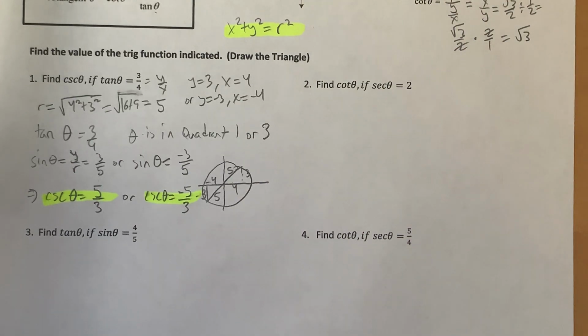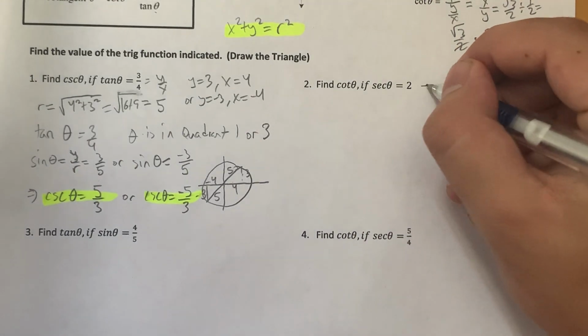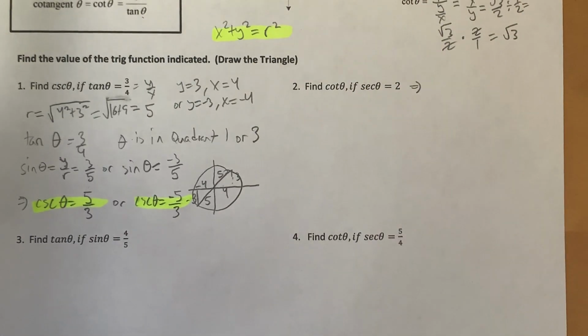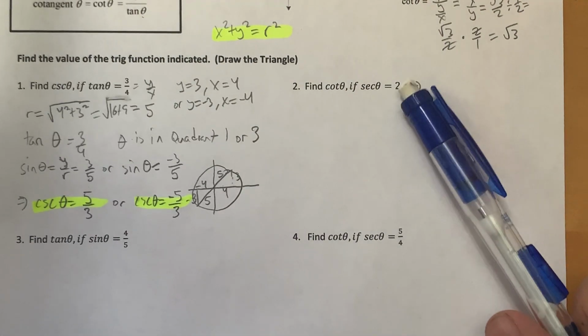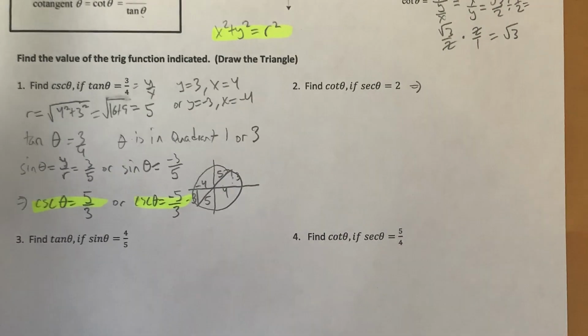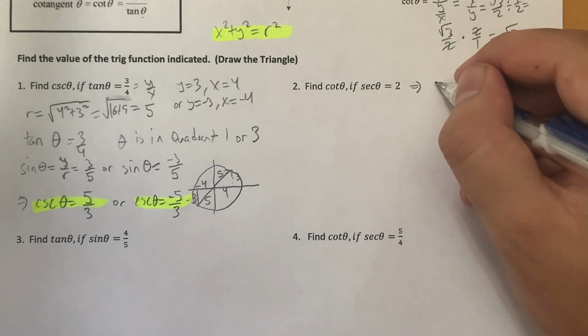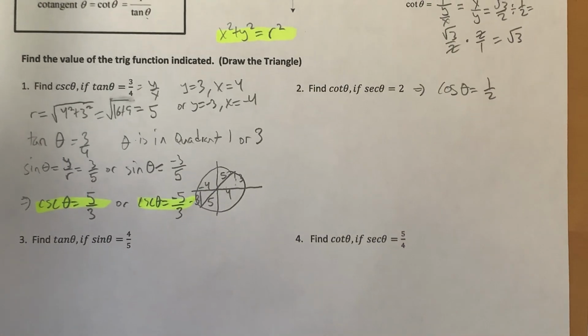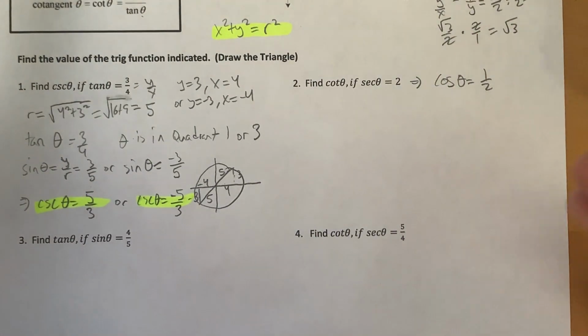So let's do that. Secant theta equals 2. But can we write secant theta as something else? Well, I know secant theta equals 1 over cosine theta. So if I flip 2 and make it 1/2, that would equal cosine theta. So cosine theta equals 1/2. See, you gotta pick and choose which one works. How do I break it down to find cotangent of theta? So then I could build it into cotangent of theta.